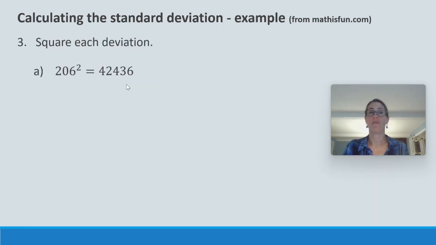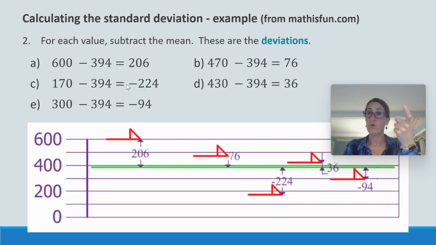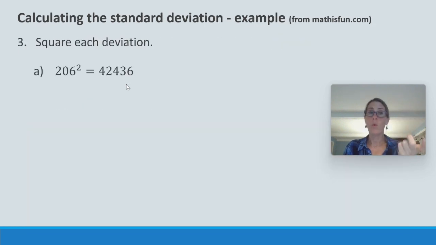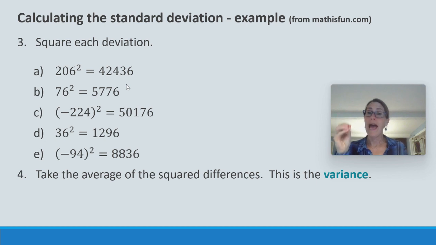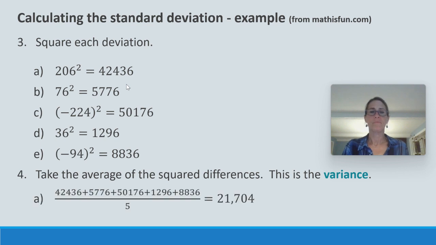Now we're going to square each of those numbers. So remember, we had 206 as our first deviation, squared, that's 42,436. Square each deviation. Now even the negative ones are positive. Now we have a whole bunch of positive numbers. We're going to average those positive numbers. That is called our variance. So our variance is always a bigger number than our standard deviation. And in this case, if we add them all up and divide by 5, we get a variance of 21,704.